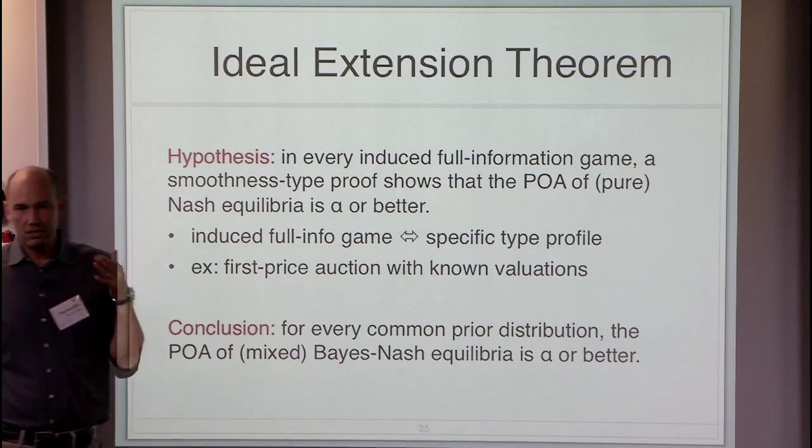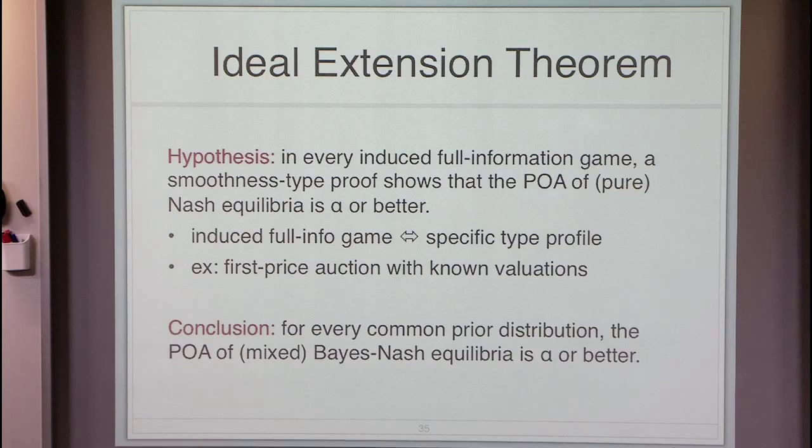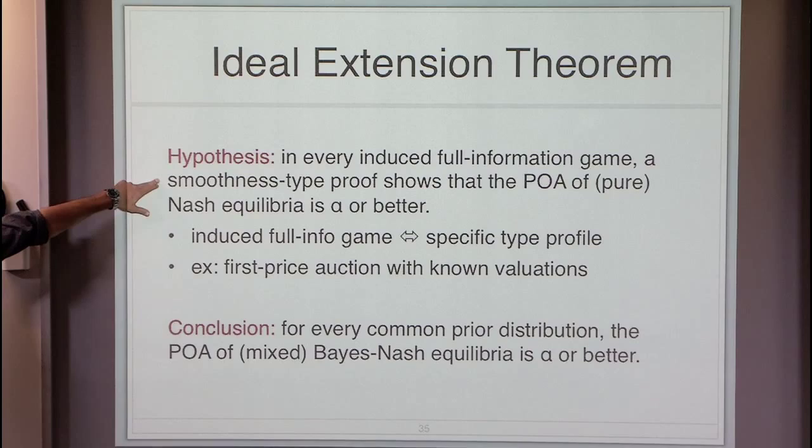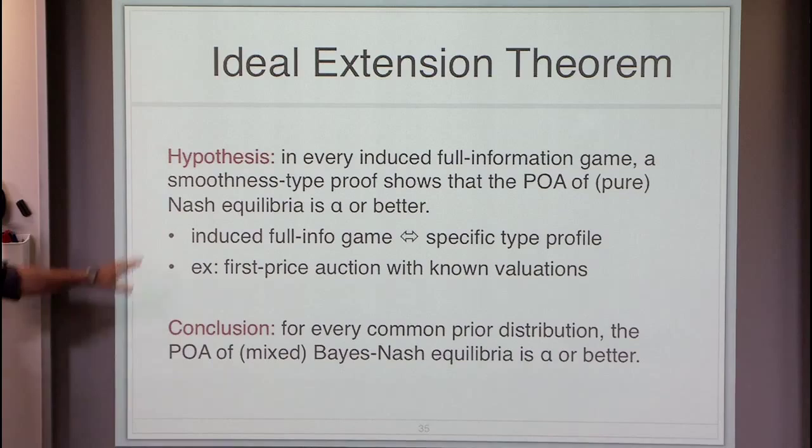Okay, that's a necessary condition for this conclusion. Now, again, probably we're going to have some restriction on how that price of energy bound is proved. So that's why I added here, let's suppose we can use a smoothness type argument, meaning inequalities of this type, to establish in every induced full information game that the price of energy of pure equilibria is alpha or better. Okay? So I think this is sort of the biggest hope for an extension theorem.